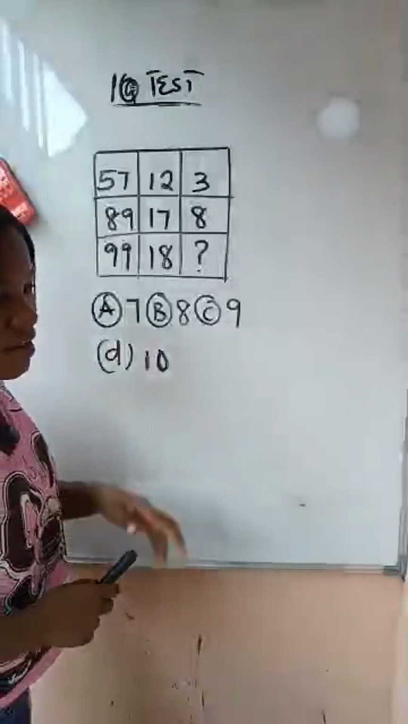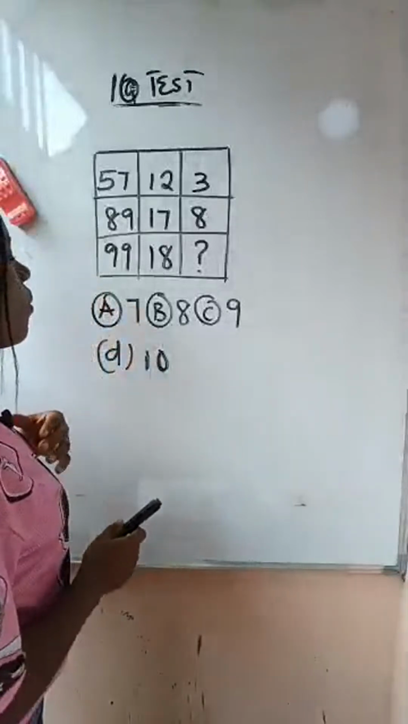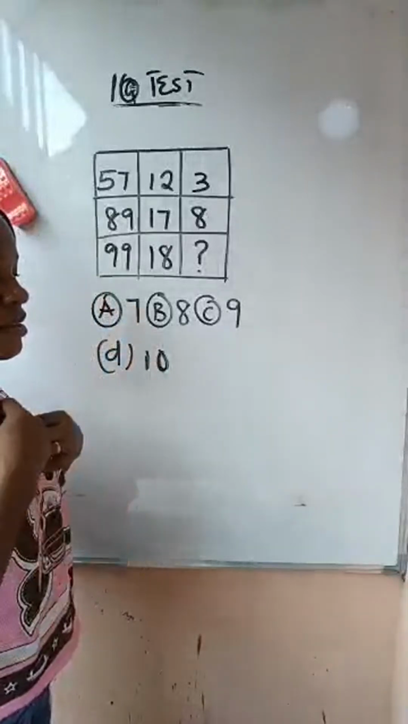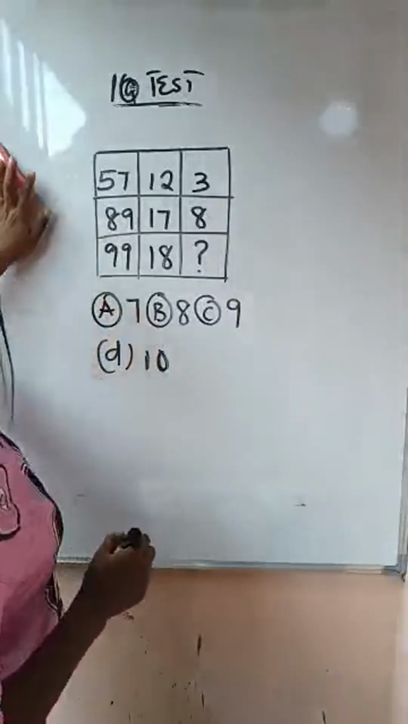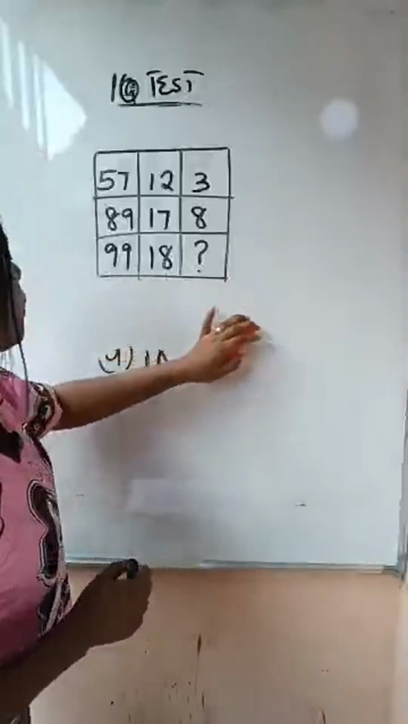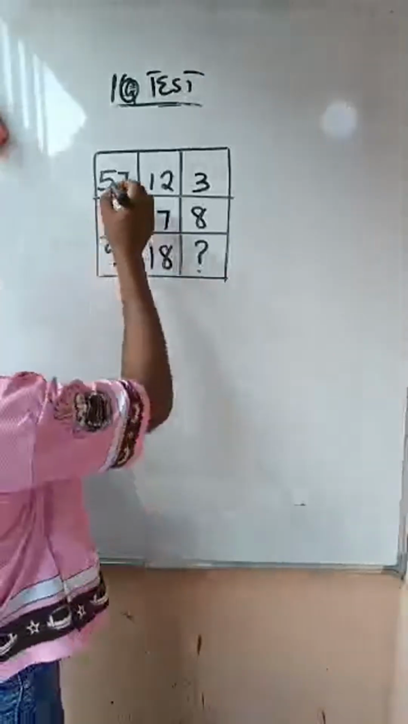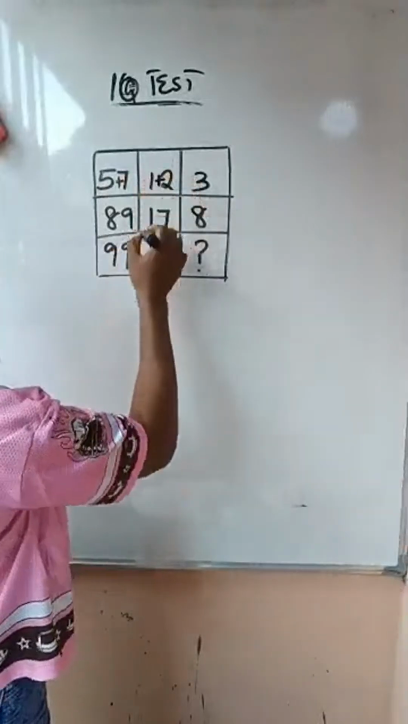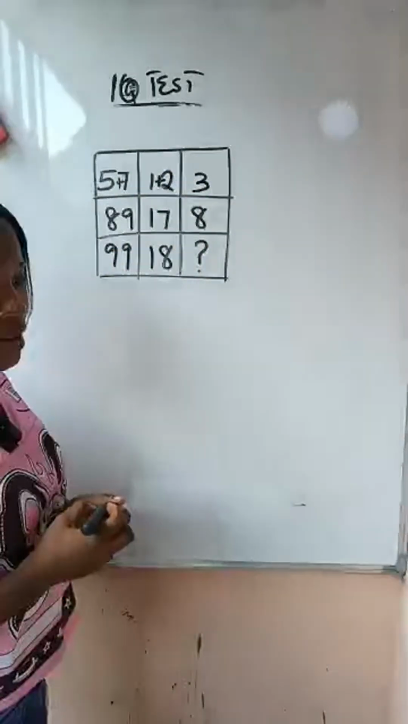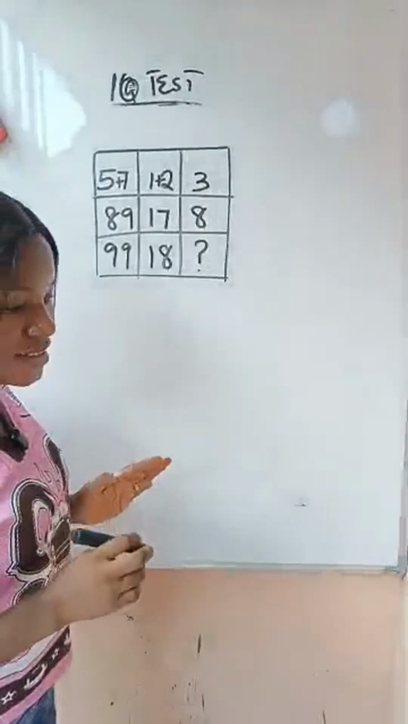Can you see the pattern? Exactly. Once you're able to see the pattern, every other thing falls into place. Now, you can see that 5 plus 7 will give you 12, and 1 plus 2 will give you 3. Very easy, right?